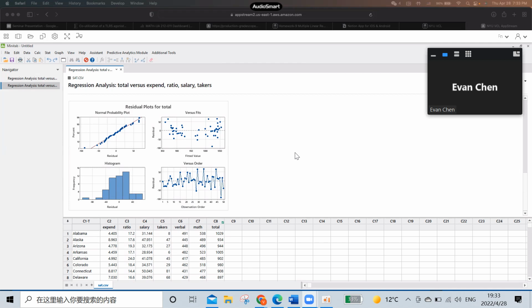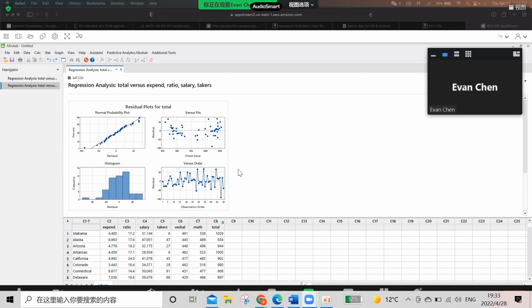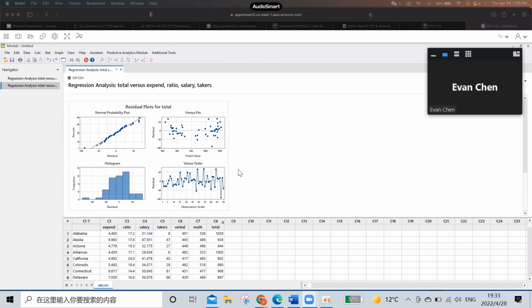It's not even symmetric. It doesn't look like a bell curve at all. And the fourth plot is the residual versus order. So basically, the difference between the second plot and the fourth plot is the x-axis. In the second plot, the x-axis is your fitted value, which is your prediction of the total SAT score. In the fourth plot, the x-axis is your observation order, which is 1, 2, 3, 4, 5, 6.